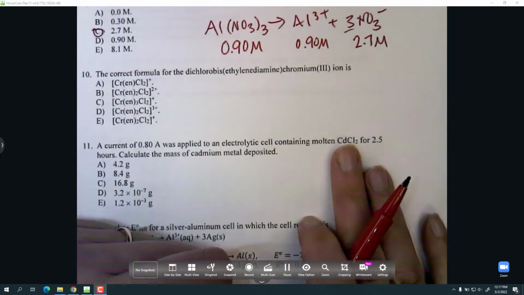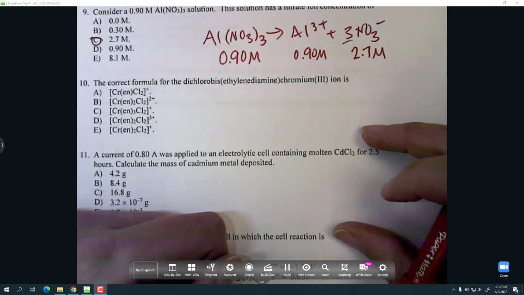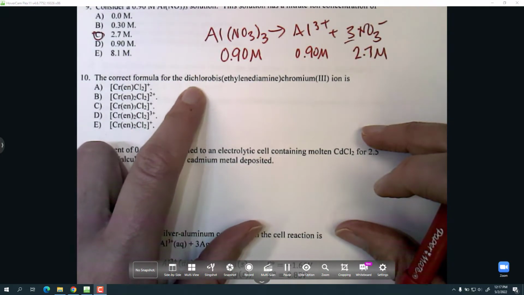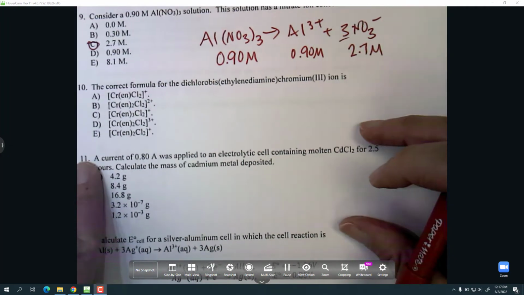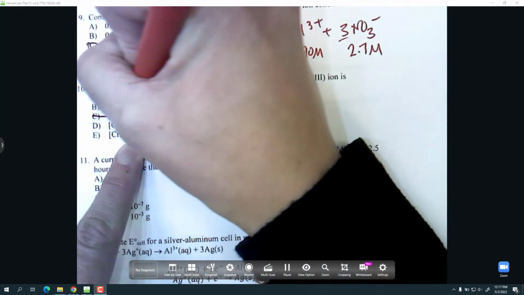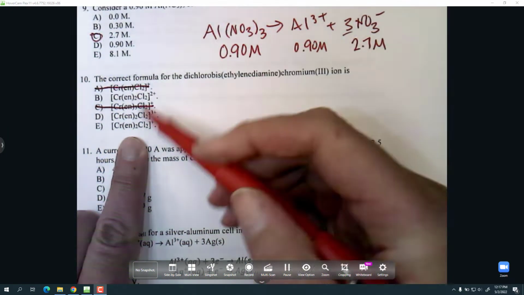All right, the correct formula, dichlorobisethylenediamine chromium 3+ ion. I see 2 chlorines, and the bis, remember, means 2, so 2 ethylenediamines, so I can look at my choices. There's one that's not right, and there's one that's not right, because those didn't have the right number of ethylenediamines, so it's one of these.